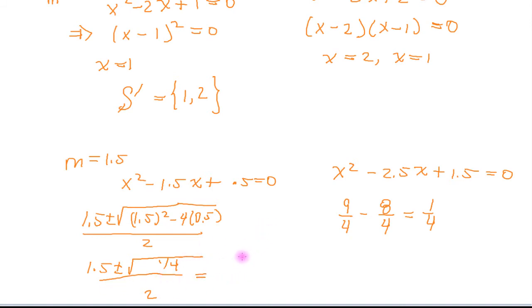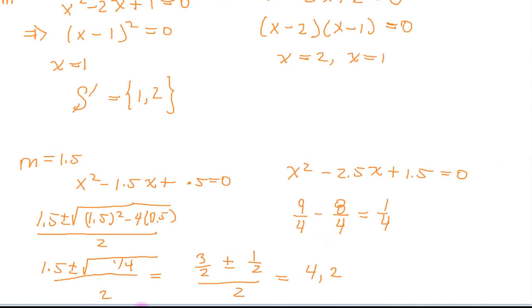1.5 is 3/2, plus or minus the square root of 1/4, which is 1/2, over 2. These 2s cancel, so we have 3 plus 1 and 3 minus 1. So 3 plus 1 is 4, and 3 minus 1 is 2. Those are the 2 roots.